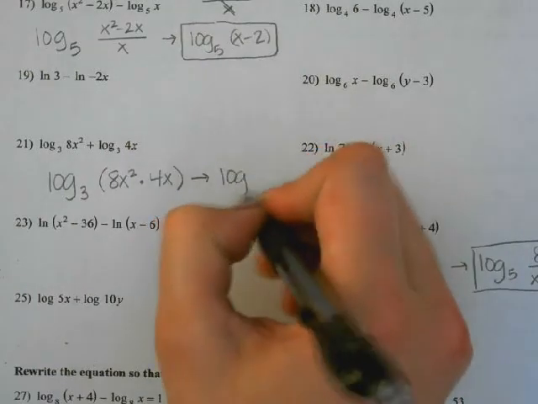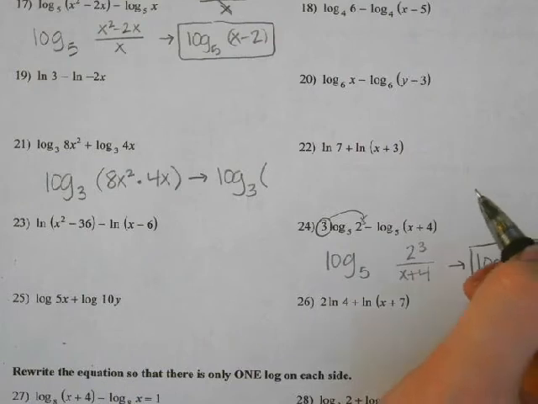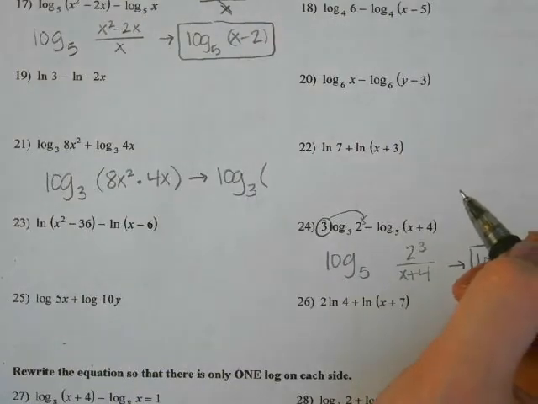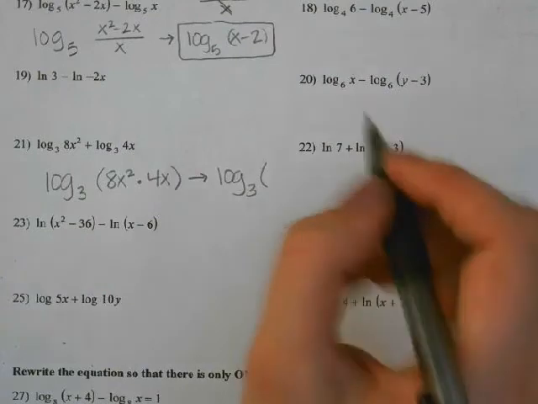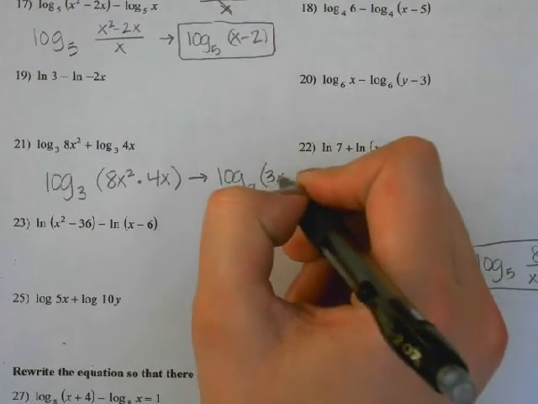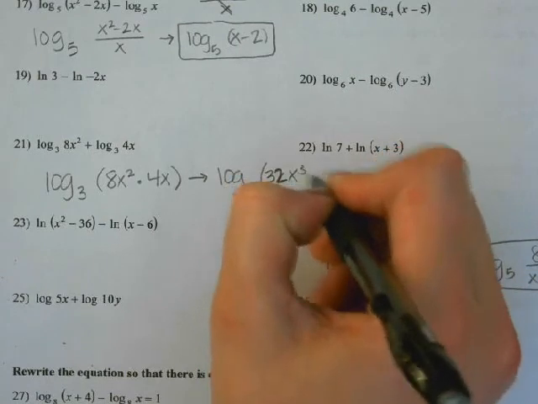No. Are you sure? So yeah, we wouldn't factor, but we could multiply. What do we get when we multiply those? 32x to the 3rd. 32x to the 3rd.